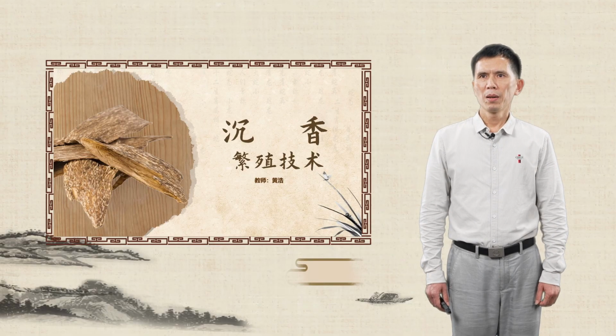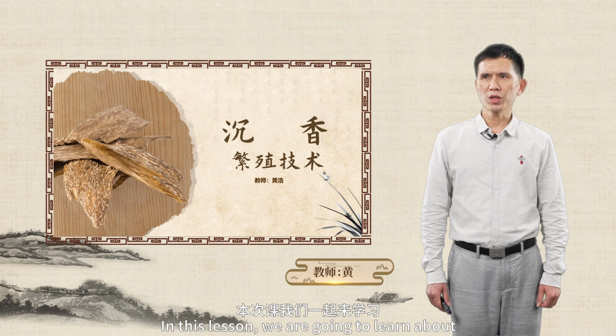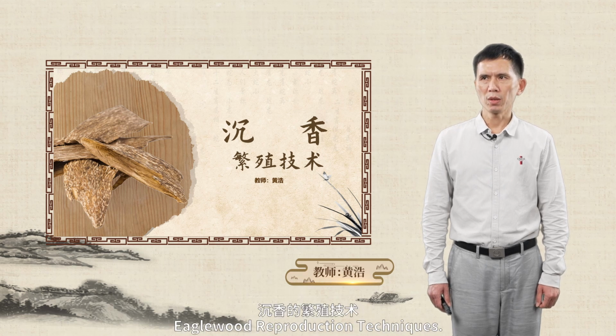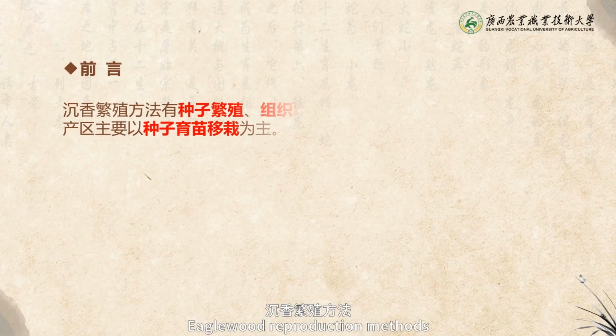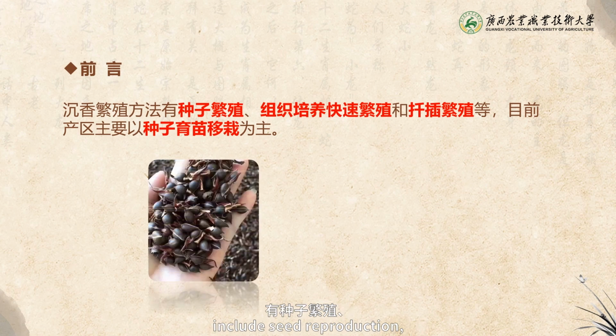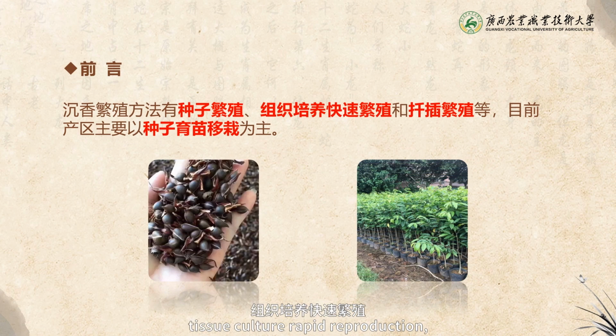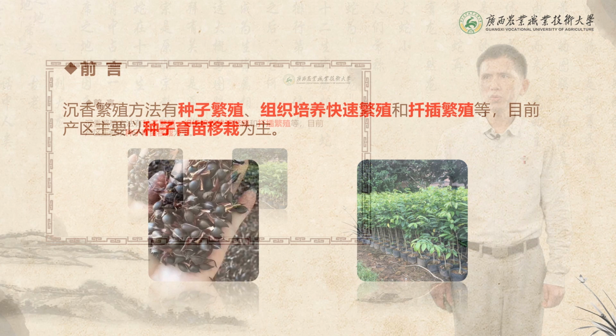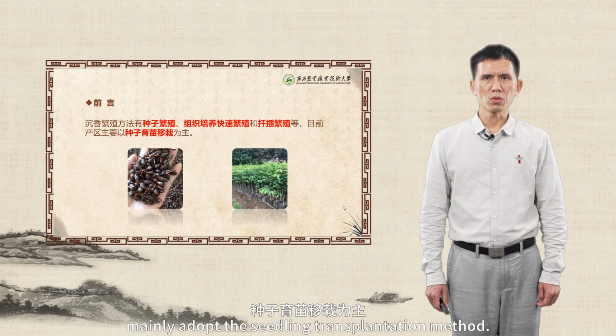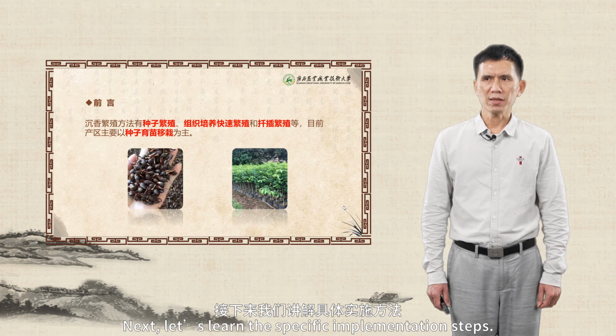Dear students, in this lesson, we are going to learn about Eaglewood reproduction techniques. Eaglewood reproduction methods include seed reproduction, tissue culture rapid reproduction, and cutting reproduction. Currently, the production areas mainly adopt the seedling transplantation method. Next, let's learn the specific implementation steps.